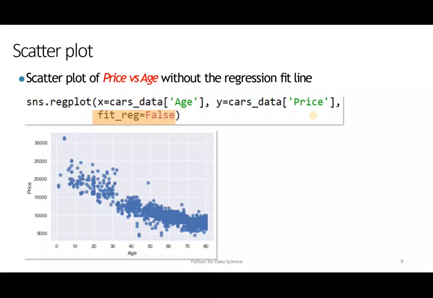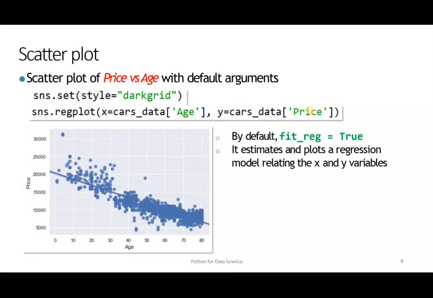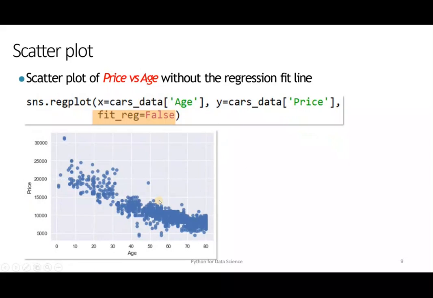As mentioned earlier, by default it is True. That is why you got a regression line over those scattered points, but if you set it as False, you would not get the regression line. Here you are getting the regression line over the graph, but here you are not getting it.